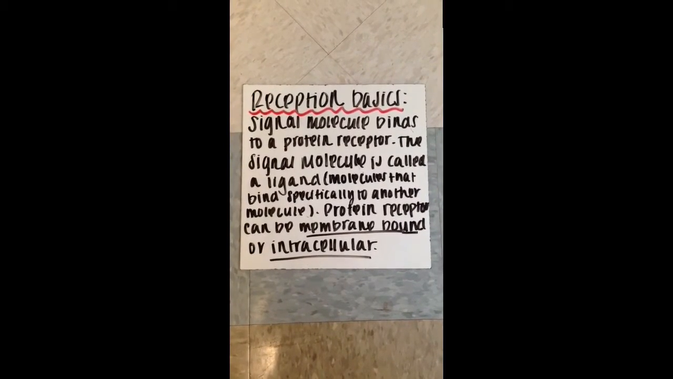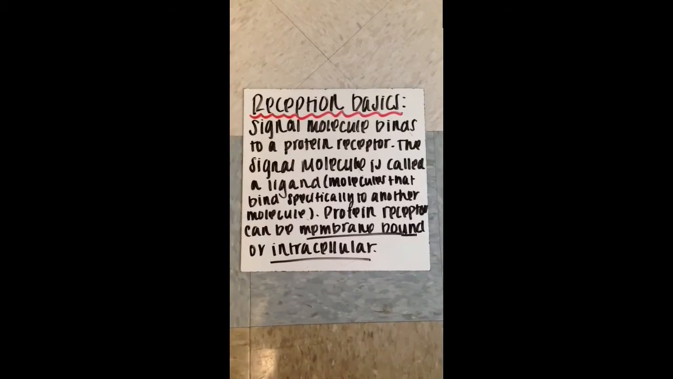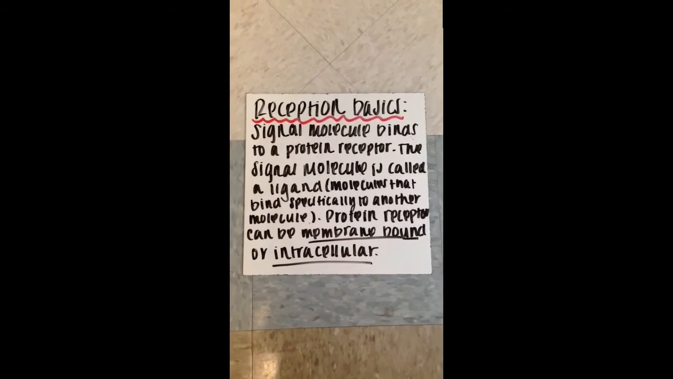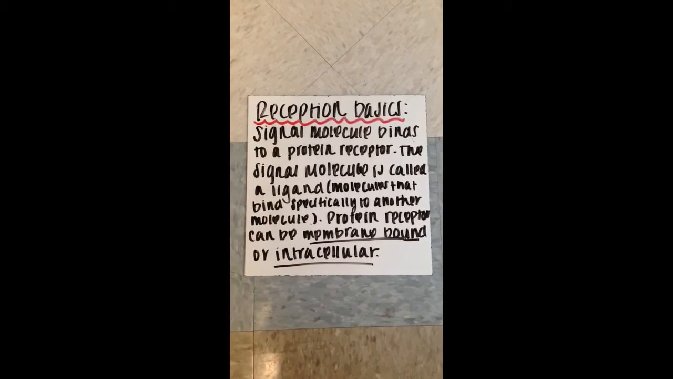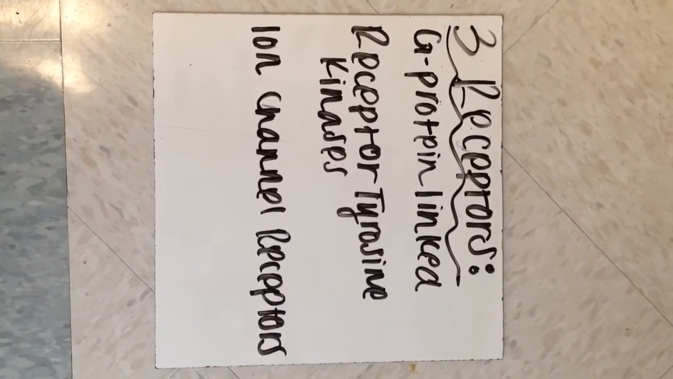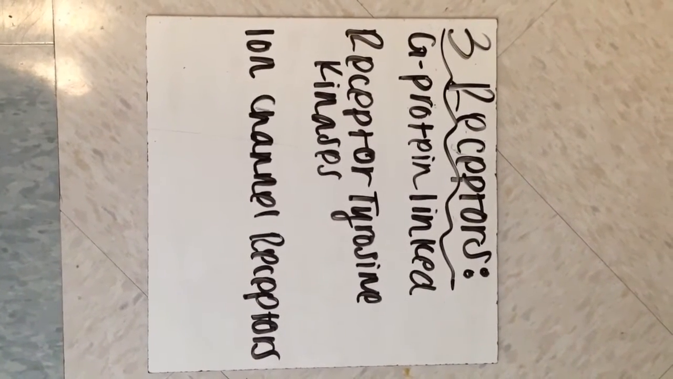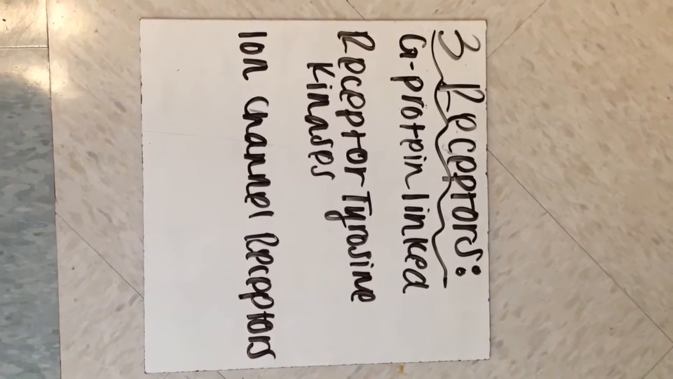Reception basics. Signal molecule binds to a protein receptor. The signal molecule is called a ligand, molecules that bind specifically to another molecule. Protein receptors can be membrane-bound or intracellular. There are 3 different membrane receptors: G protein-linked, receptor tyrosine kinase, and ion channel receptors.